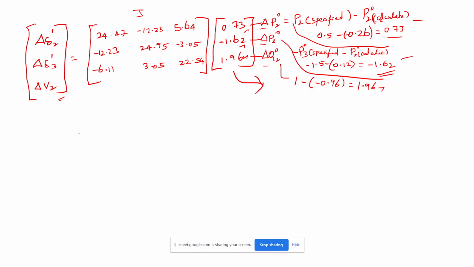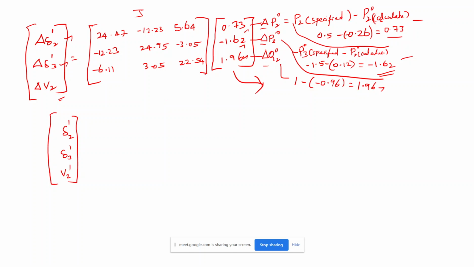Fine. Next we need to find out the change in value. So this is change in value, right? So change in value to actual value we need to find out for the first iteration. That is nothing but del 2 1, del 3 1 and then V2 1. So this is the final value we need to find out from this.